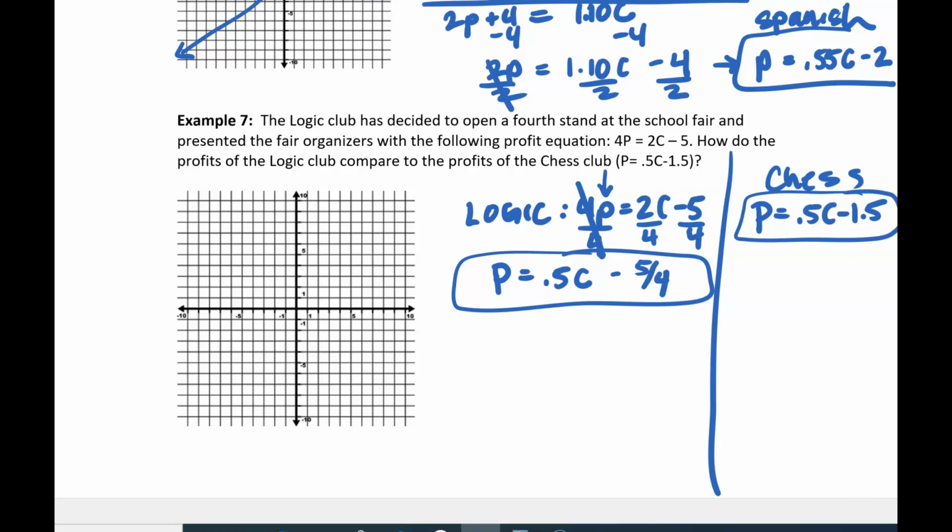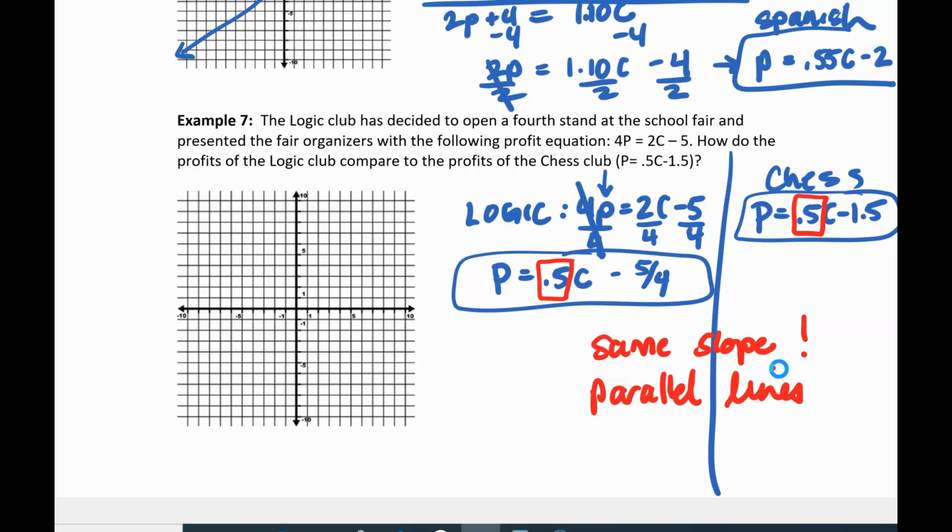Now I'm noticing, and you may notice as well, maybe not, but notice in both of these equations that they have the same slope. What did we talk about on the previous page? What are they going to look like if they have the same slope? They're going to be parallel. So they're never going to cross.